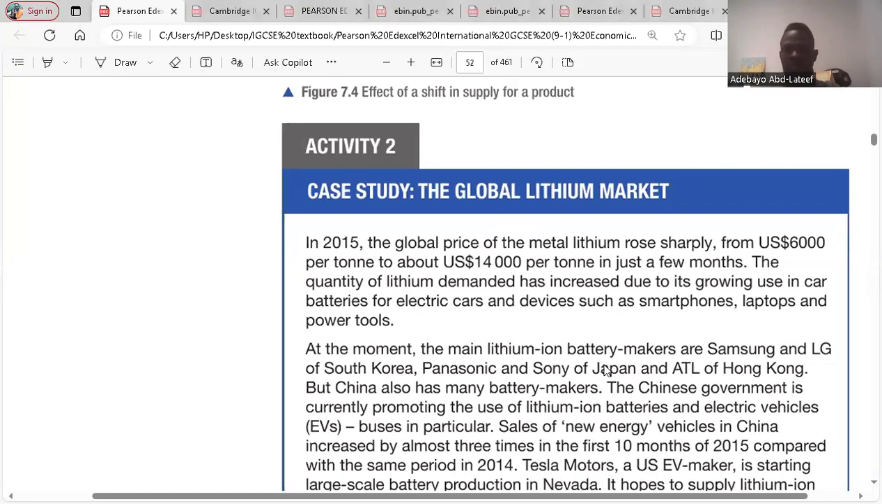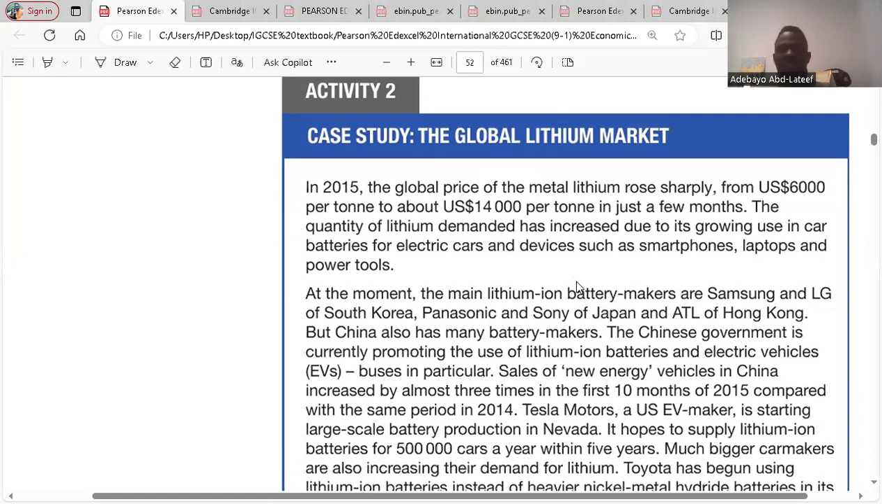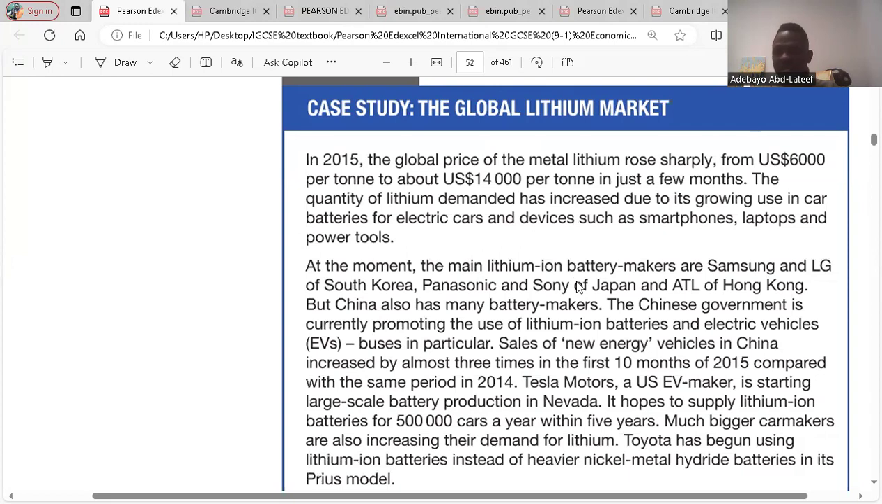Activity two. In 2015, the global price of the metal lithium rose sharply from $6,000 per ton to about $14,000 per ton in just a few months. The quantity of lithium demanded has increased due to its growing use in car batteries for electric cars and devices such as smartphones, laptops, and power tools.